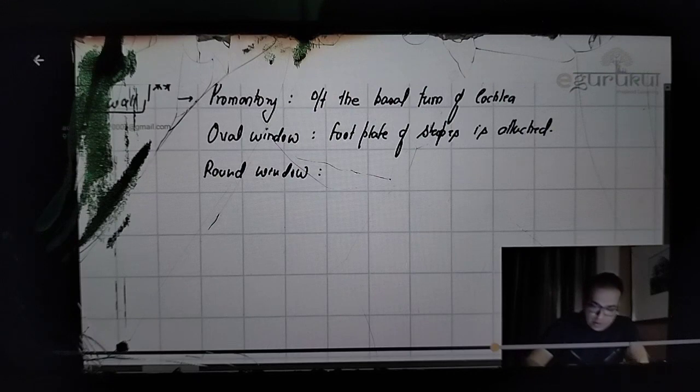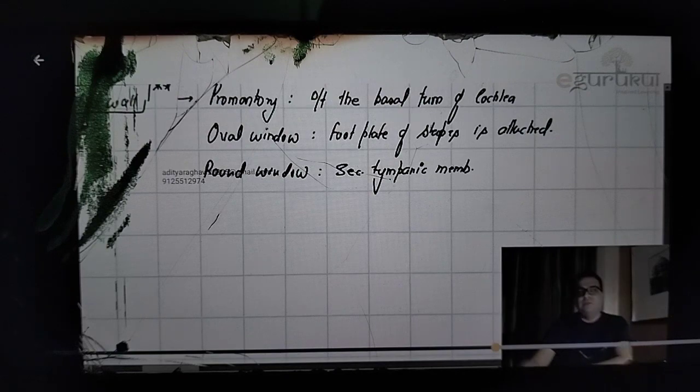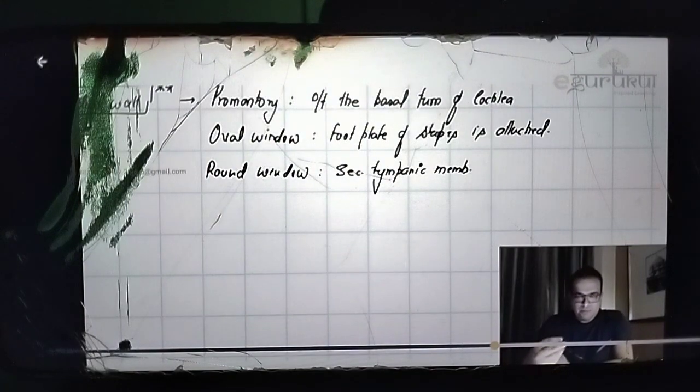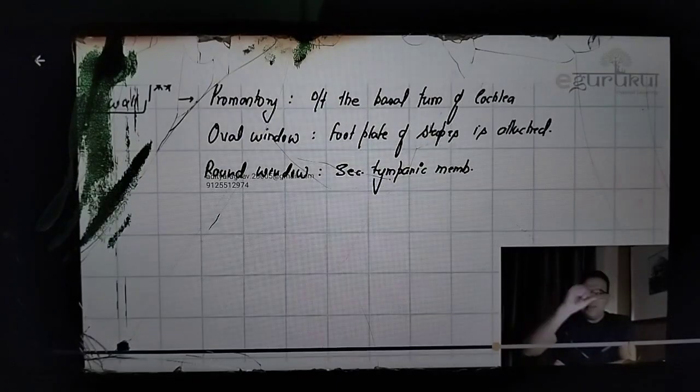And the round window is the place where the secondary tympanic membrane is present or attached. What exactly is the secondary tympanic membrane? That is a subject of discussion in the internal ear. I hope you know about it, but let me give you a very quick feed about it. You know that the cochlea has 3 tubes inside, right?